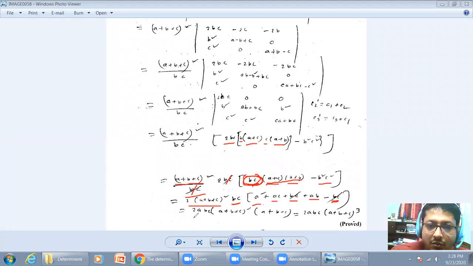Okay, now we can write twice ABC. When you take A common, only A remains here, A plus B plus C. So right now we can write twice ABC into A plus B plus C whole cube. Proved.